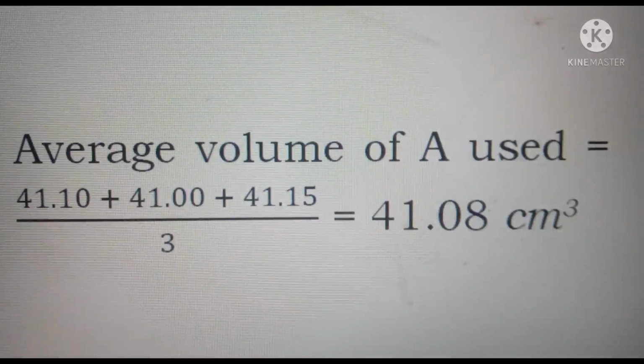So we now look at the solutions. The first one, the average volume of A used. We sum up the first titration, the second and the third, and divide by 3. And the answer there is 41.08 cm³. You present in 2 decimal places.